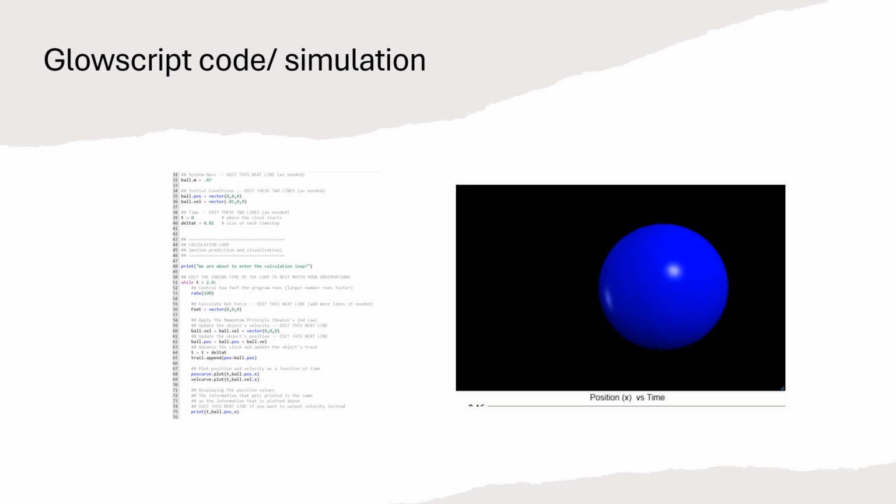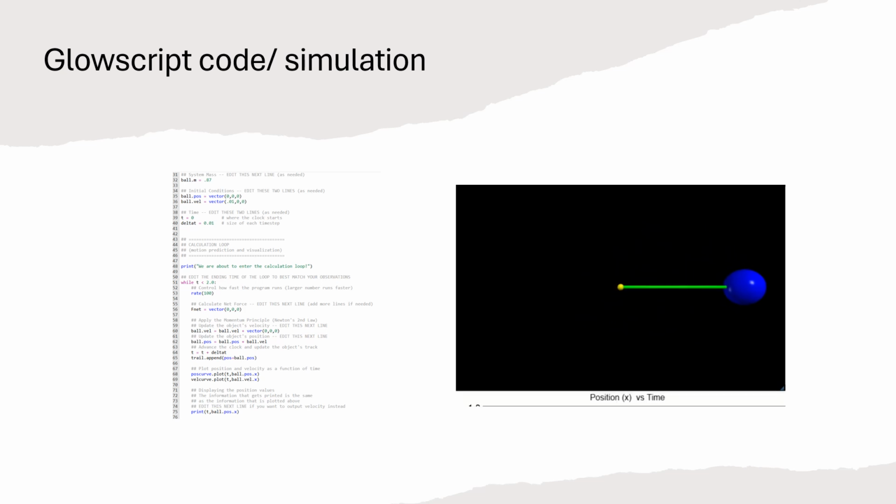This slide is our GlowScript code and our simulation. So in this video, which I'm playing right now, the blue ball is acting as our car, while the yellow line is the distance that we covered with the car, with the yellow ball being the original starting point. That ball is moving the same speed that our car moved, which is about a meter per second.